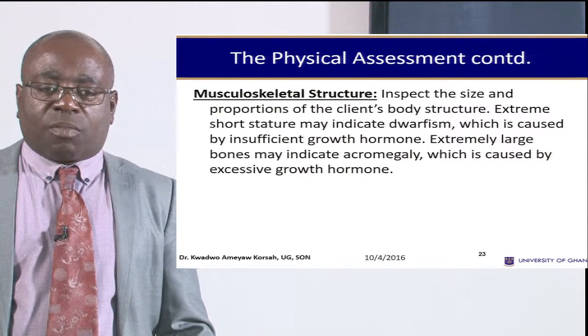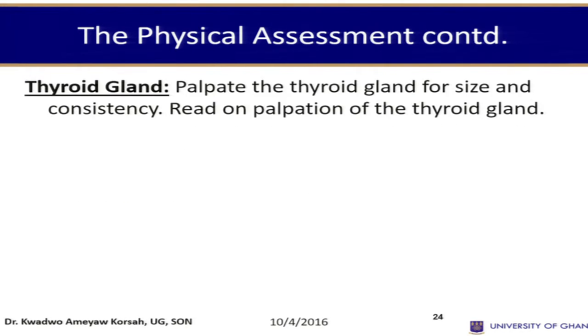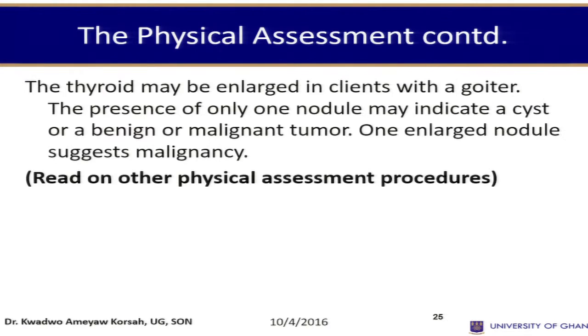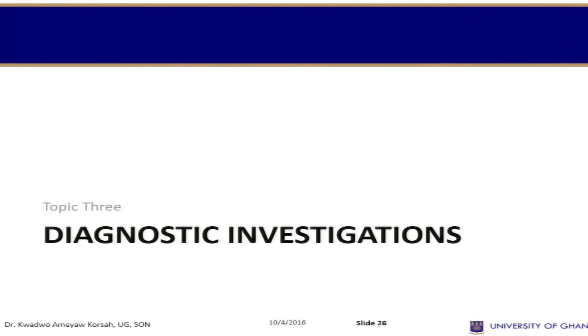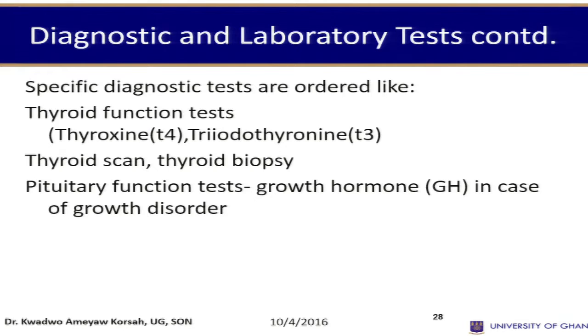We can also assess the musculoskeletal structure. We have to inspect the size and proportions of the body structure. Extremely short stature may indicate dwarfism, which is caused by, for instance, insufficient growth hormone. Extremely large bones may also indicate acromegaly, which is caused by excessive growth hormone. So it depends. Then we can also examine the thyroid gland, palpating it for size and consistency. Read on this.